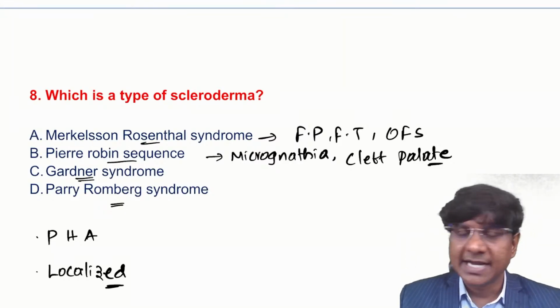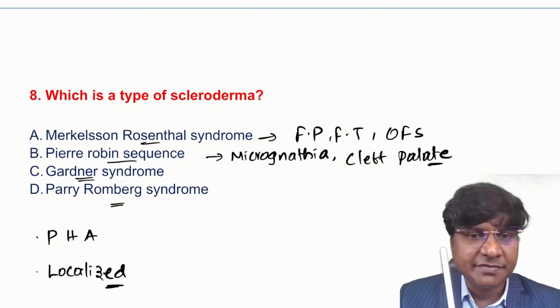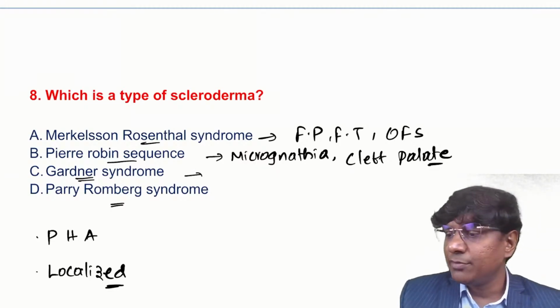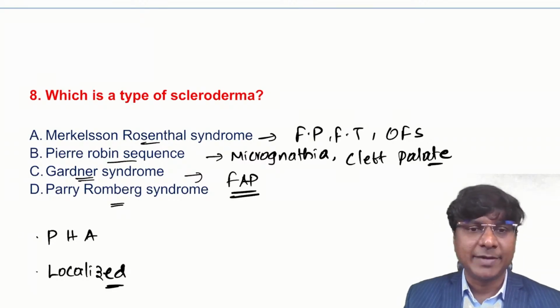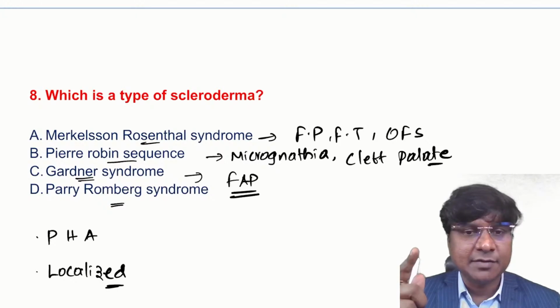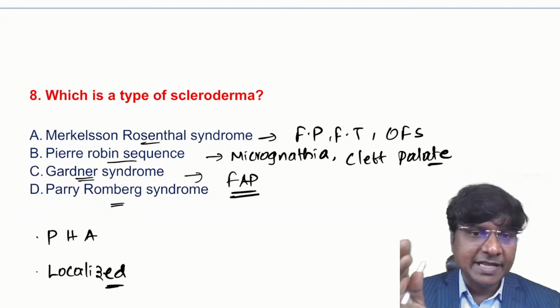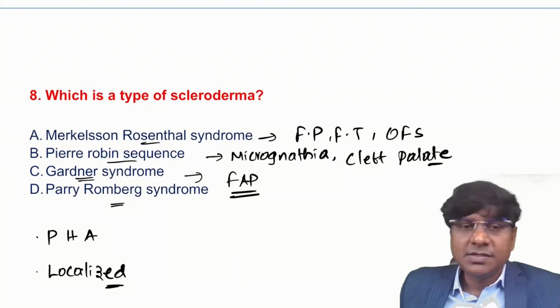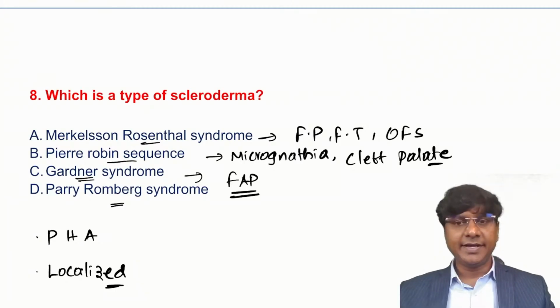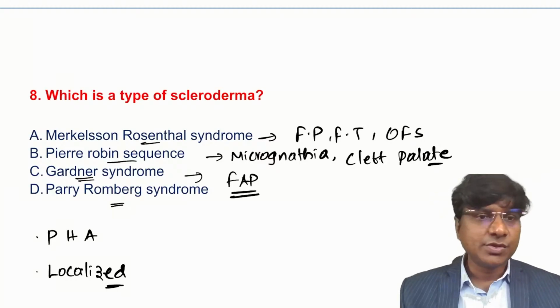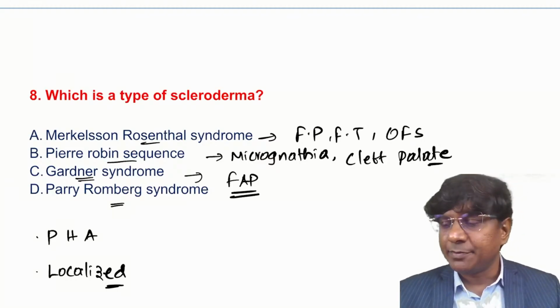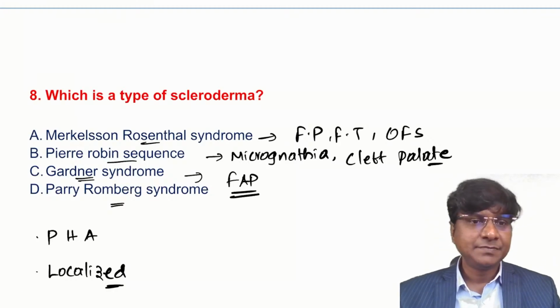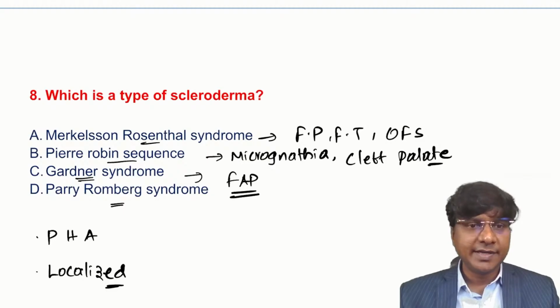And the next one is the Gardner syndrome. Gardner syndrome, it's a variant of familial adenomatous polyposis, where you will have intestinal polyps, osteomas, epidermoid cysts, and dental anomalies. And this is nowhere related to scleroderma. Okay. So this is about the type of scleroderma. In the options given to you is Parry-Romberg syndrome. Done. Now we'll move on to the next question.